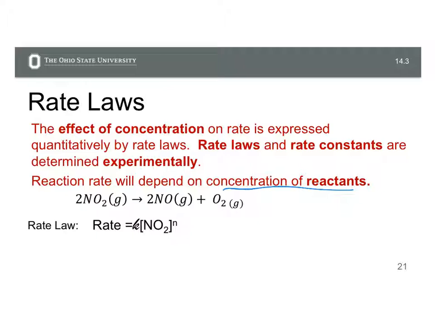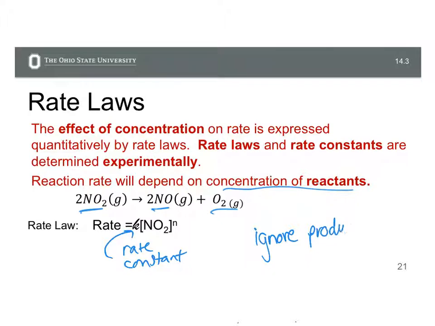So for our reaction where we have 2 NO2 forming 2 NO and O2, the rate law is given by rate equals some rate constant k times the concentration of reactant raised to some power n. And so our rate laws are going to completely ignore products. And that's simply because we're measuring the rate where there isn't enough product to affect the reaction. We're doing that on purpose because otherwise it's just complicated.